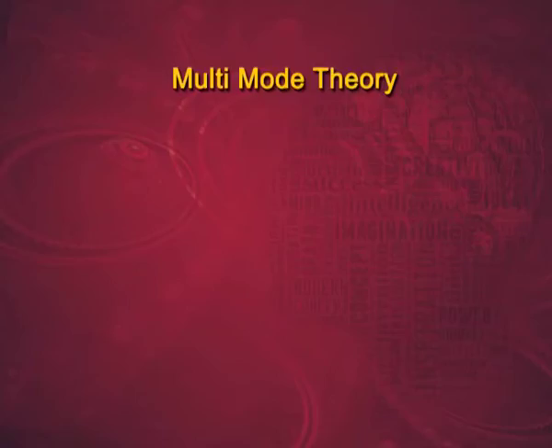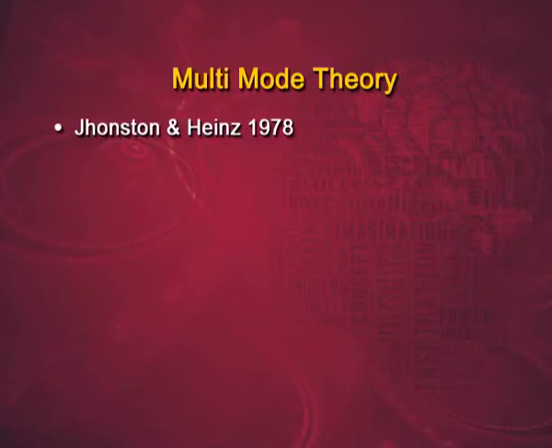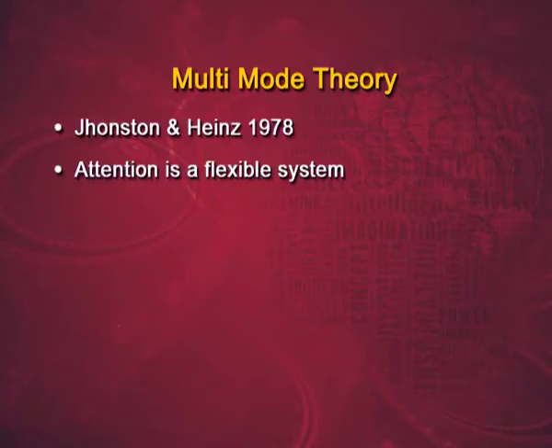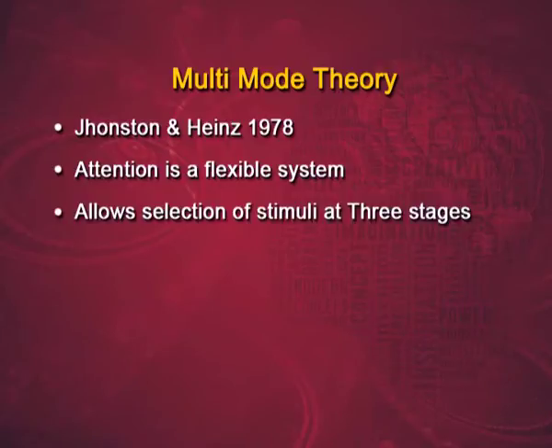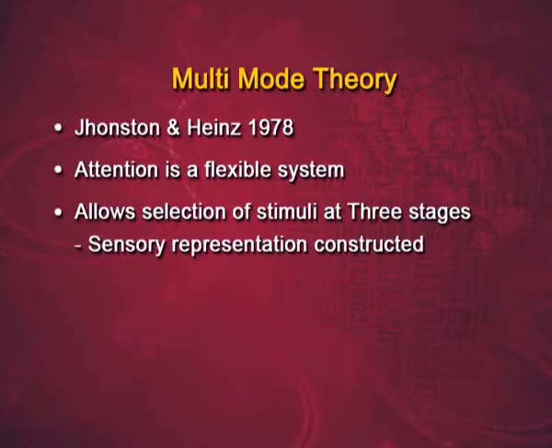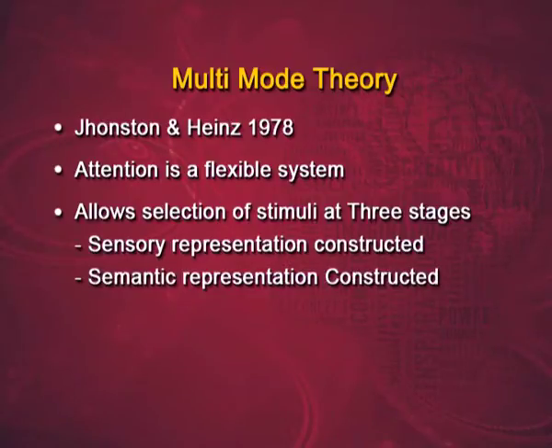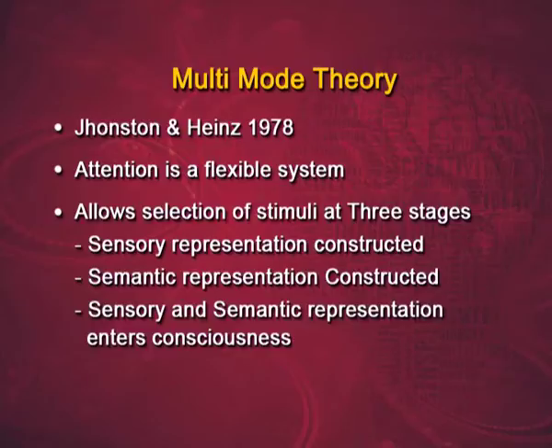Another theory is the multi-mode theory, which was given by Johnston and Heinz in 1978. It says that attention is a flexible system. It allows selection of a stimulus at 3 stages. First being the sensory representation, which is constructed. Then is the construction of semantic representation, and then the sensory and the semantic representations enter the consciousness.